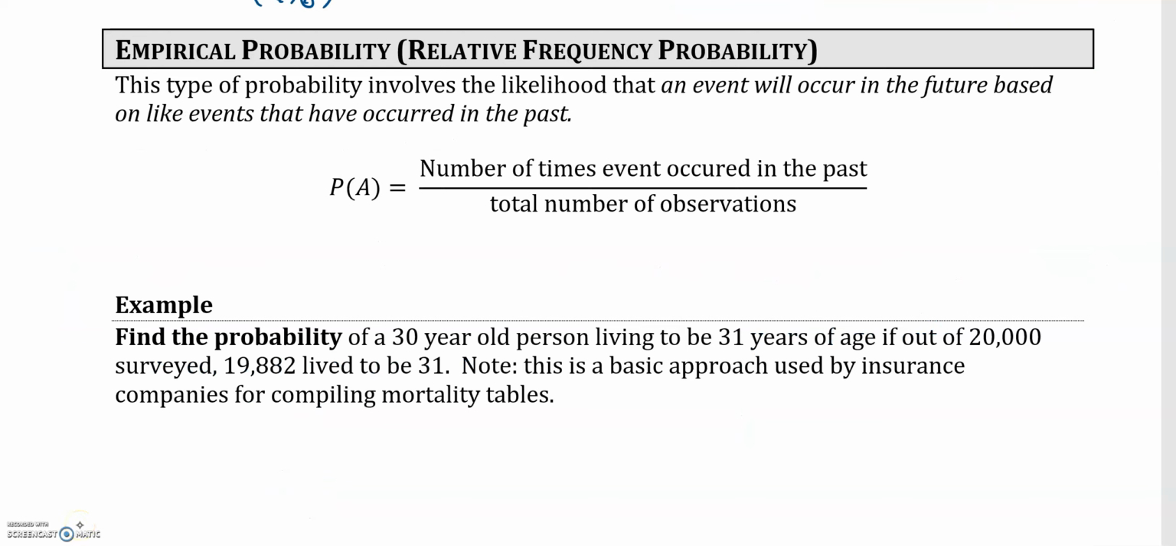This same type of probability calculation is performed when we're working with data. So given data, we can determine how likely something is to have occurred in the past and use that to predict what will happen in the future. So the probability of an event occurring is defined as the number of times that the event has occurred in the past divided by the total number of observations.